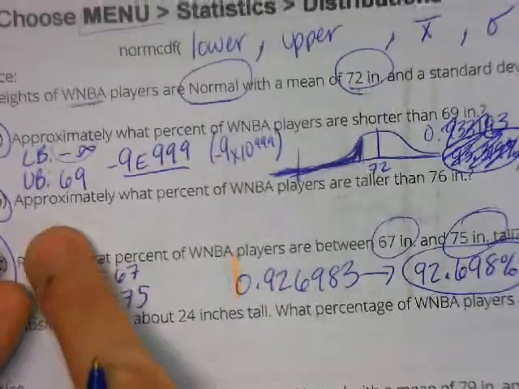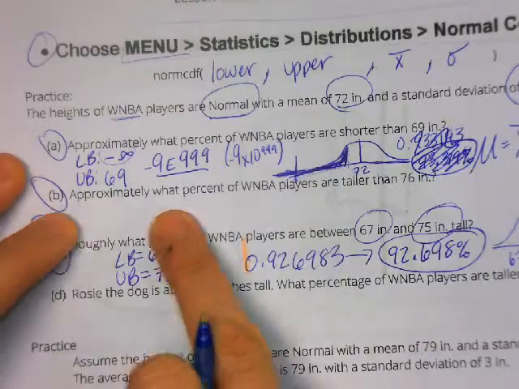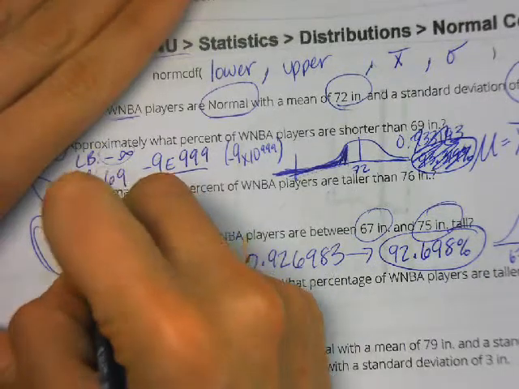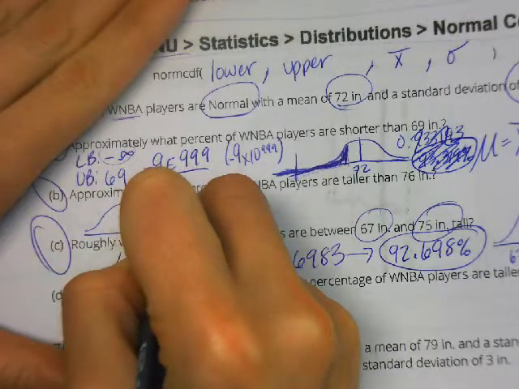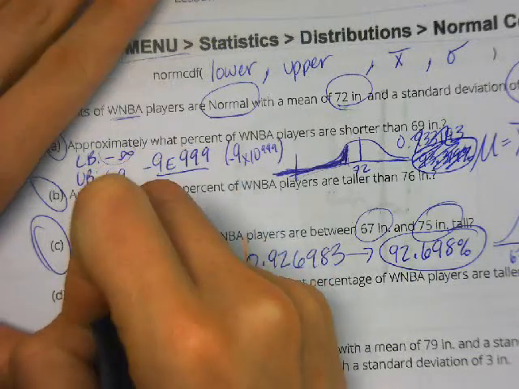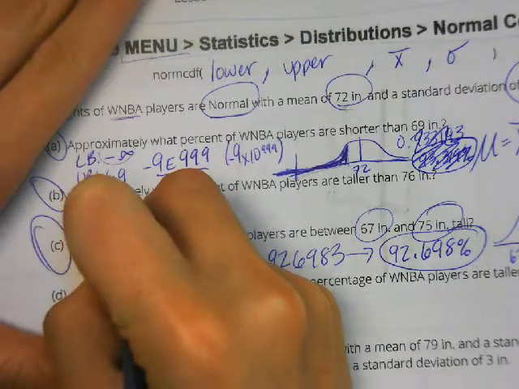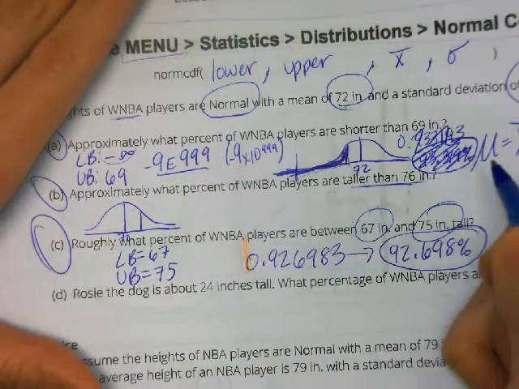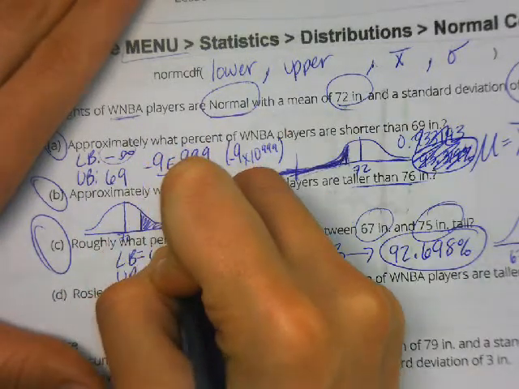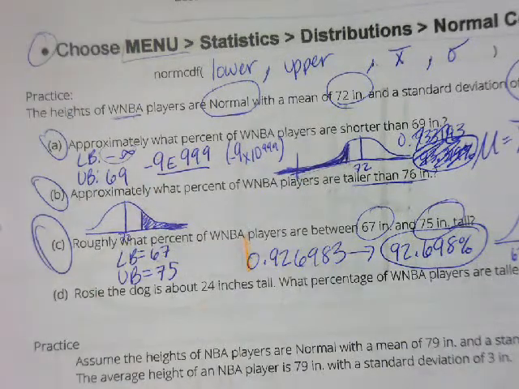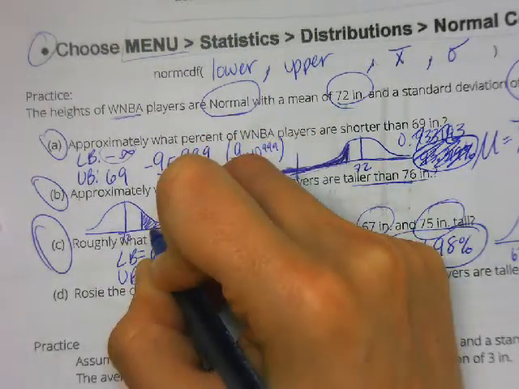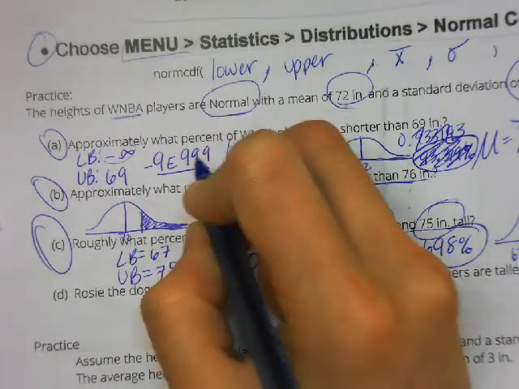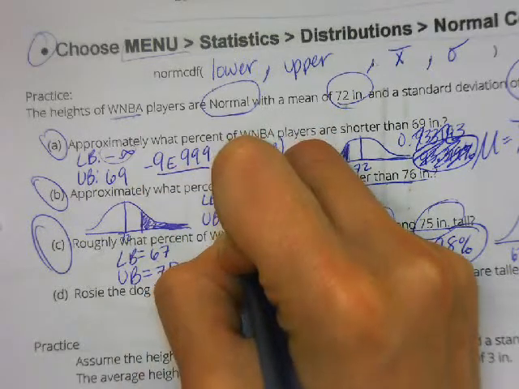Part B. Approximately what percent of WNBA players are taller than 76 inches? So let me draw my reference diagram. The mean is at 72. 76 is somewhere here on the right, and we're looking for taller than 76. So I'm looking for the area of the graph shaded to the right. My lower bound is 76. My upper bound, this goes all the way to positive infinity.